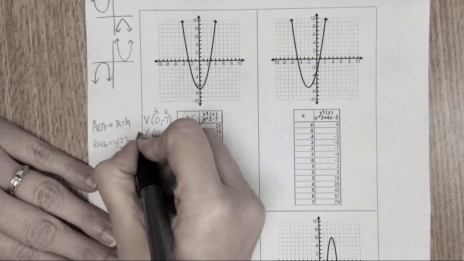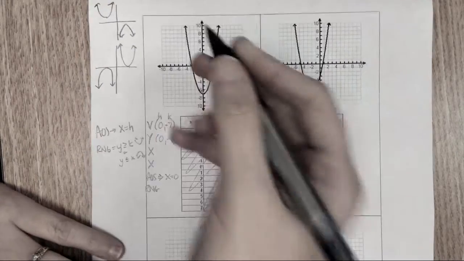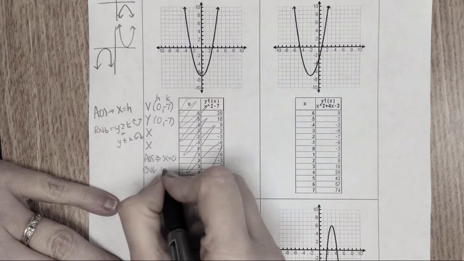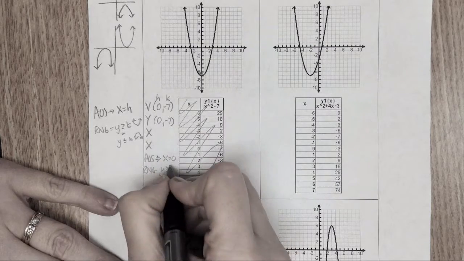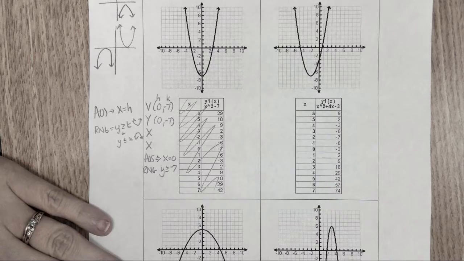And it's greater if my parabola points up, and it's less if my parabola points down. Well, my parabola is pointing up, so y is greater than or equal to k, which is -7. Okay? So we found a whole bunch of really useful information already.